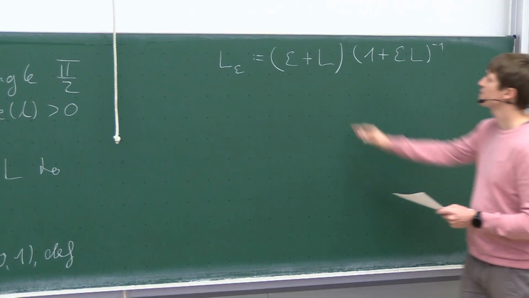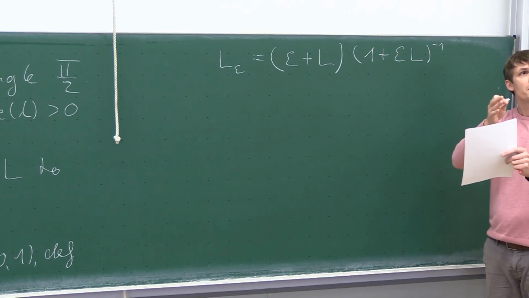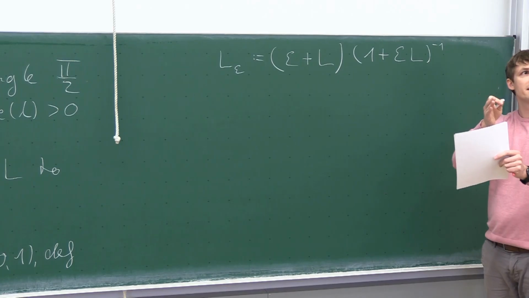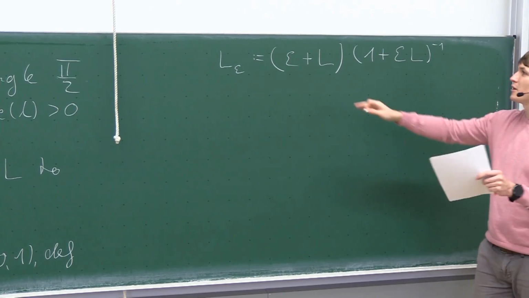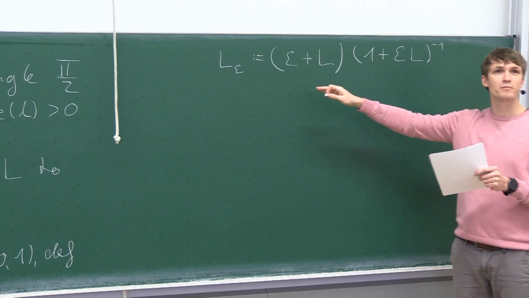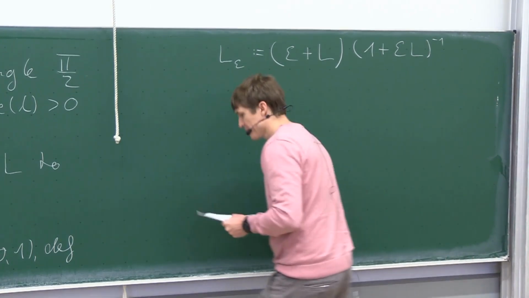Okay, and we shifted this operator a little bit to the right, so that the operator L, no matter whether it's injective or not, is shifted to the right a little bit, and then the operator L epsilon is going to be an invertible bounded operator, as we will see in the following statements.